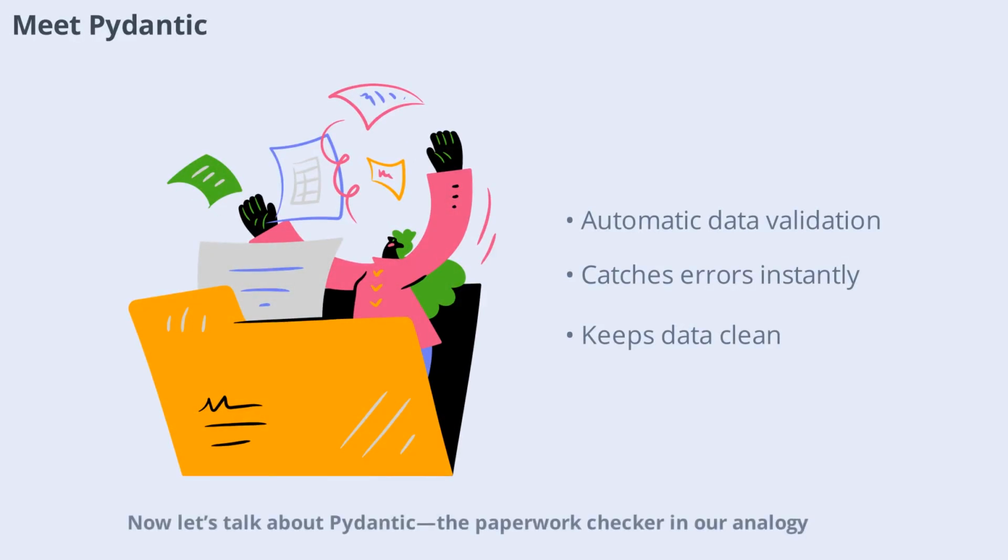Now let's talk about Pydantic, the paperwork checker in our analogy. Just like a receptionist who ensures every visitor has the right documents, Pydantic checks the data coming into your app. If something's missing or incorrect, it immediately points out the problem and explains what needs fixing.